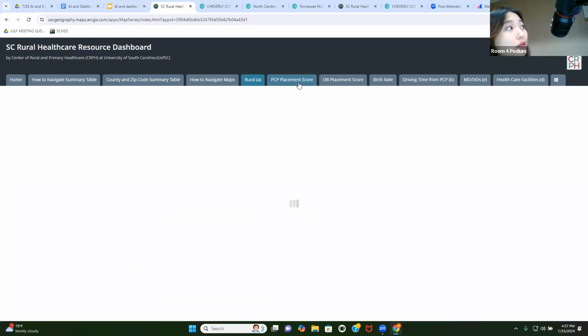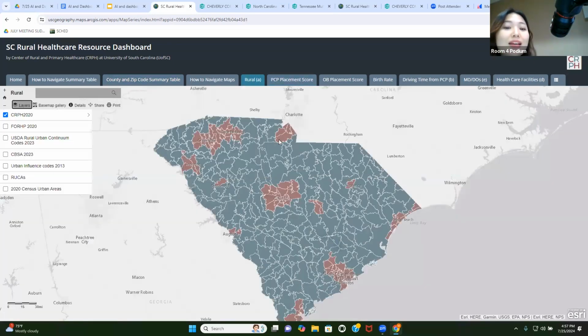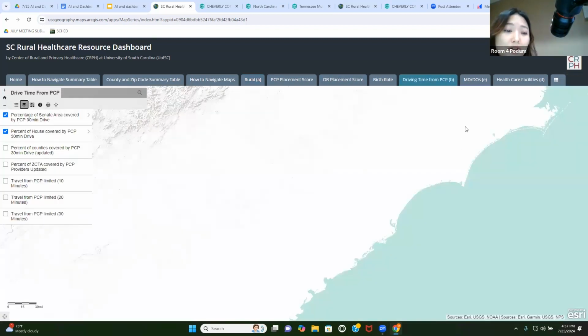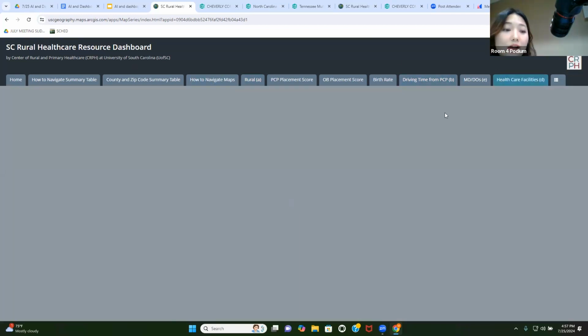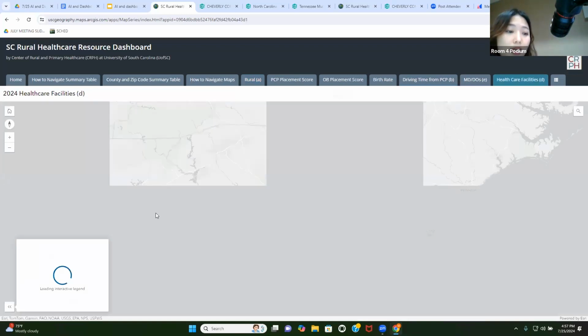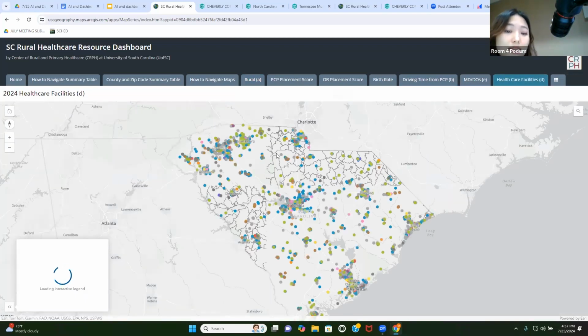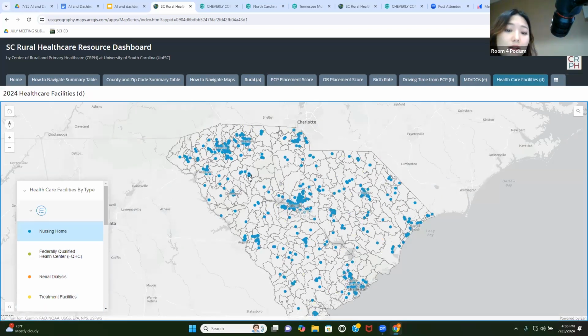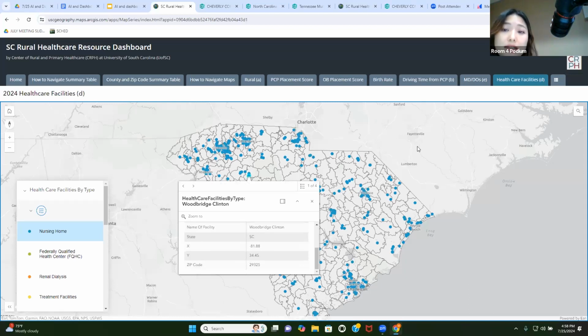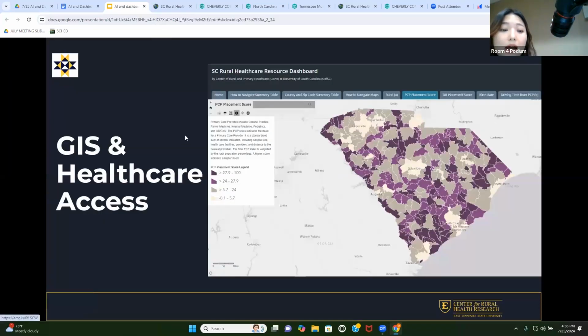So those maps will show, okay, it's slow today. Okay, so those are different definitions for rural. We have some drive time from primary care providers. You can see the percentage of areas covered by 30 minutes drive time from healthcare providers or facilities. And we also have healthcare facilities. It's interactive. You can just select, okay, if I only want to see nursing homes, it will show all nursing homes here and detailed information, etc. So this is the South Carolina one.